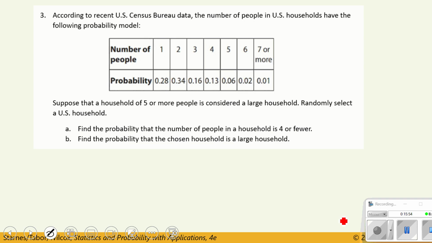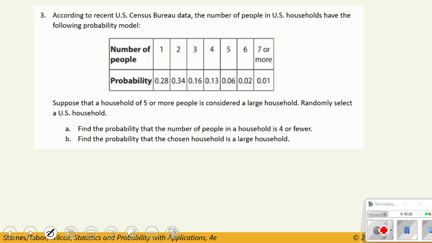According to recent U.S. Census Bureau data, the number of people in U.S. households have the following probability model. Suppose that a household of 5 or more people is considered a large household. Randomly select a U.S. household. Part A says find the probability that the number of people in the household is 4 or fewer. And then part B, find the probability that the chosen household is a large household. Okay, again, pause your video and find your neighbor and work it out. Let's see what we get.